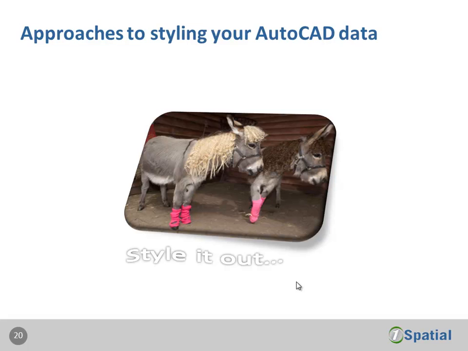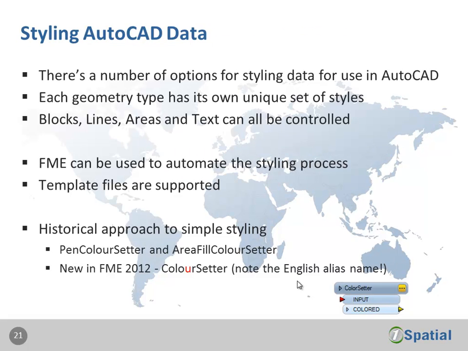and dive back to the presentation, because we're now going to focus on styling your data. So have a look at some approaches that you can have to styling your AutoCAD data. There's quite a few options. Each geometry in AutoCAD has a unique set of styles. You can work with AutoCAD blocks if you're familiar with blocks. You can work with polylines, areas, and also text, and the styling of the text can be controlled. There's a number of ways that you can style your data, from simple methods through to more complex capabilities.